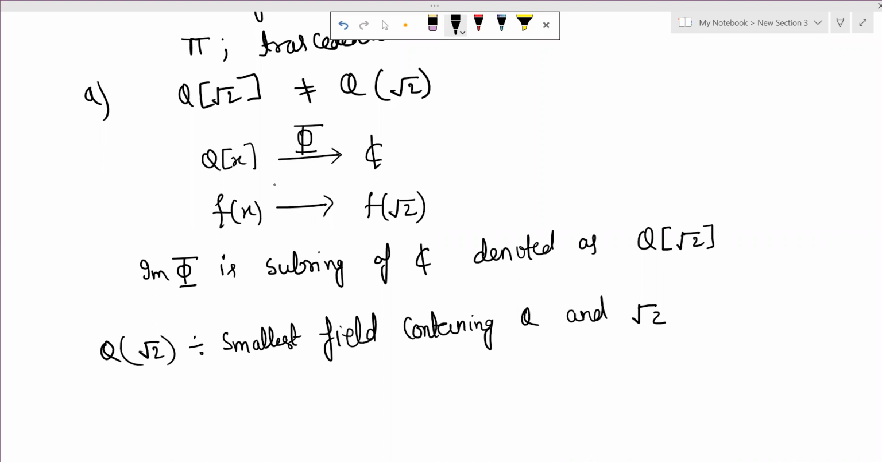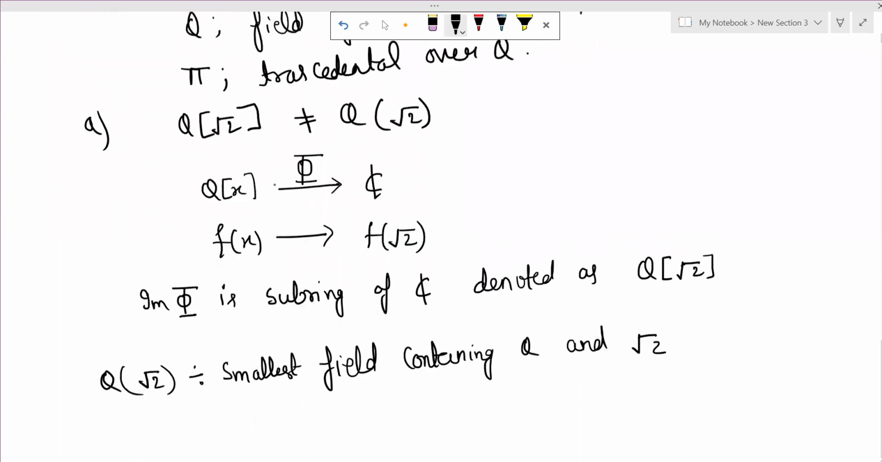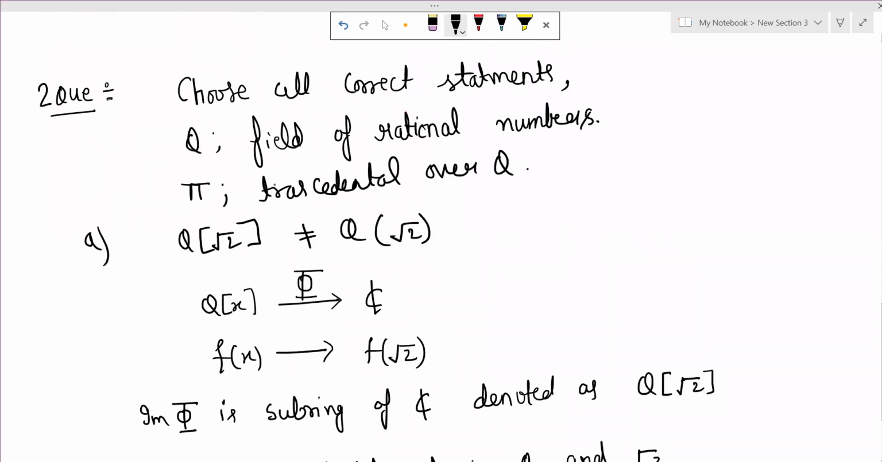So what can you say: Q with square bracket root 2 and Q with round bracket root 2, are they the same or not? Same? Is this true or false? It is true. You are saying true. So how will you argue?